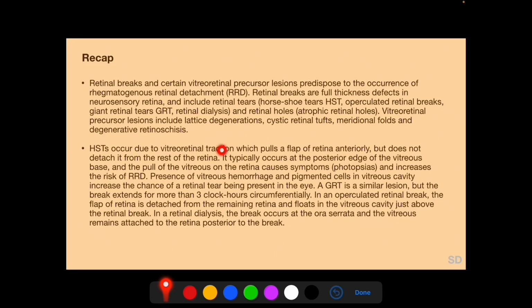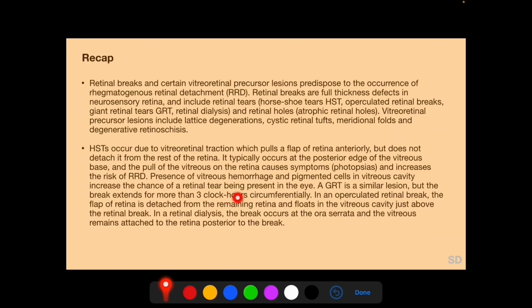HSTs occur due to vitreoretinal traction, which pulls a flap of retina anteriorly but does not detach it from the rest of the retina. It typically occurs at the posterior edge of the vitreous base, and the pull of the vitreous on the retina causes symptoms such as photopsias and increases the risk of RRD. Presence of vitreous hemorrhage and pigmented cells in the vitreous cavity increases the chance of a retinal tear being present in the eye.